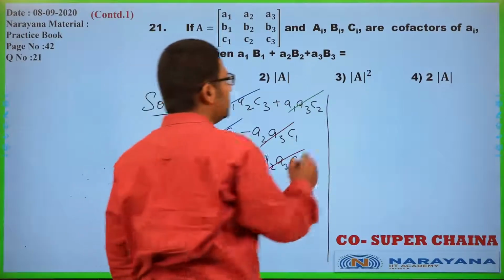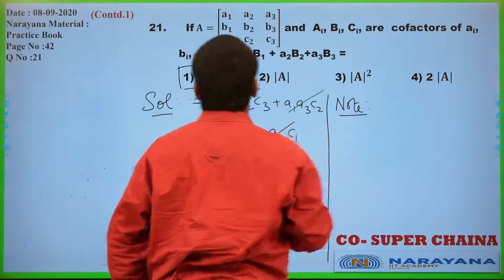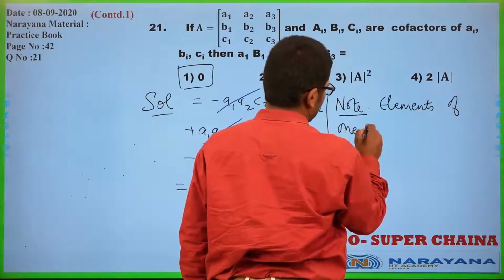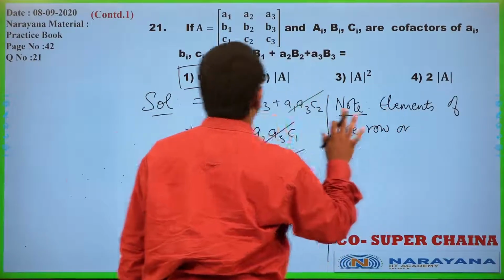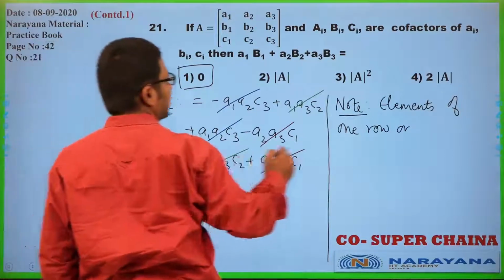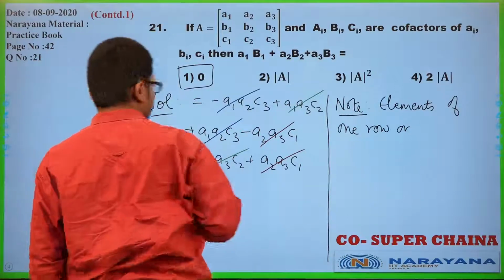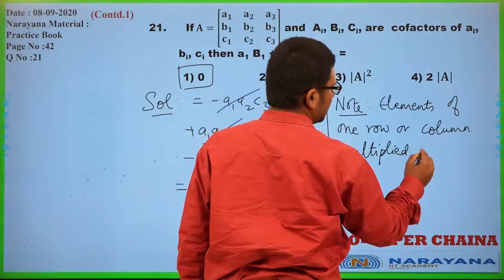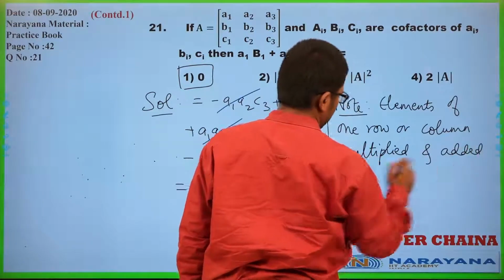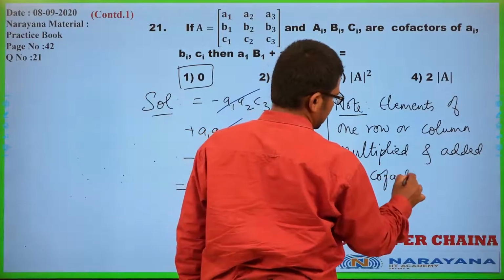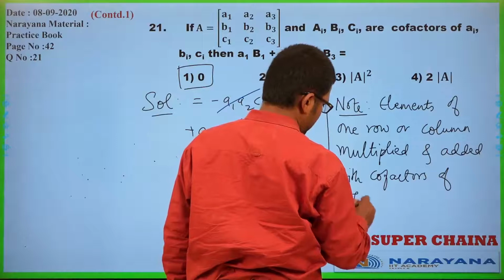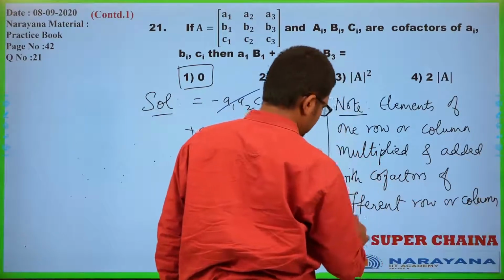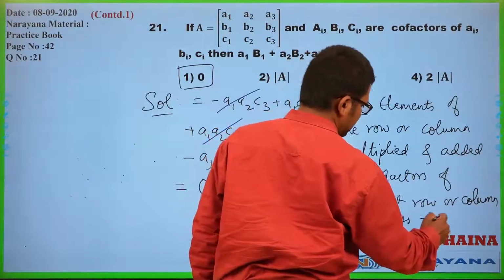Okay, so here let us write a note that elements of one row or column, multiplied and added with cofactors of a different row or column, is always 0. I suggest you try this.